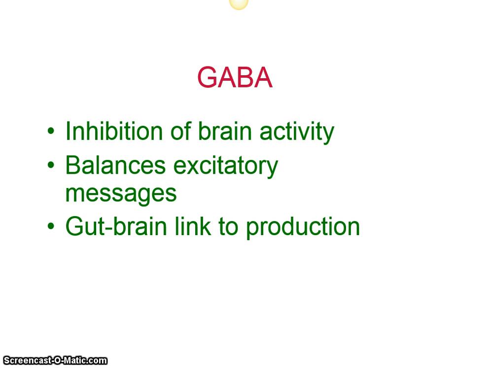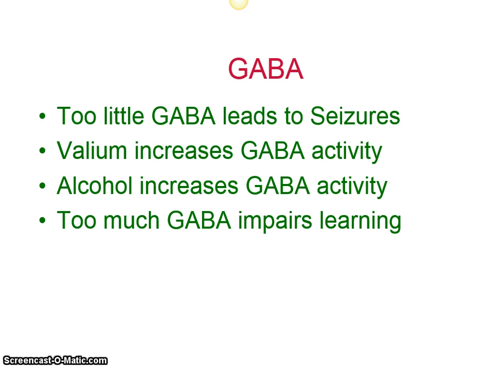GABA usually communicates inhibitory messages to other neurons, reducing brain anxiety. Therefore, anti-anxiety drugs work by increasing GABA in the brain. So too little GABA leads to seizures. Valium increases GABA activity. Alcohol increases GABA activity. However, too much GABA reduces the alertness level so much that it impairs learning.